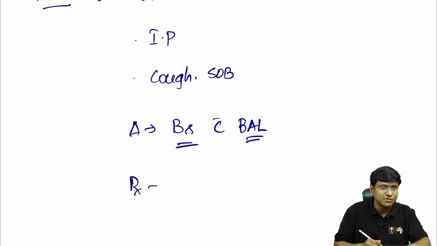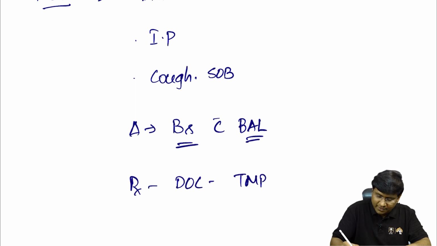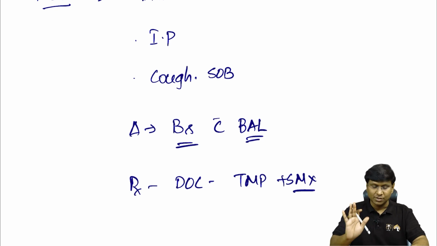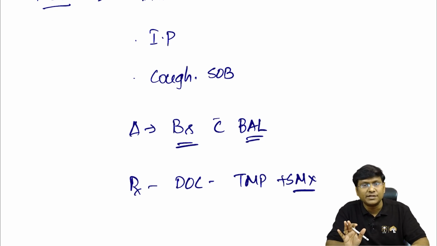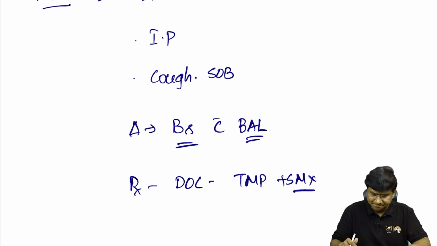And for the treatment of Pneumocystis jirovecii pneumonia, the drug of choice will be trimethoprim sulfamethoxazole, right? Trimethoprim sulfamethoxazole is the drug of choice in case of Pneumocystis jirovecii pneumonia.